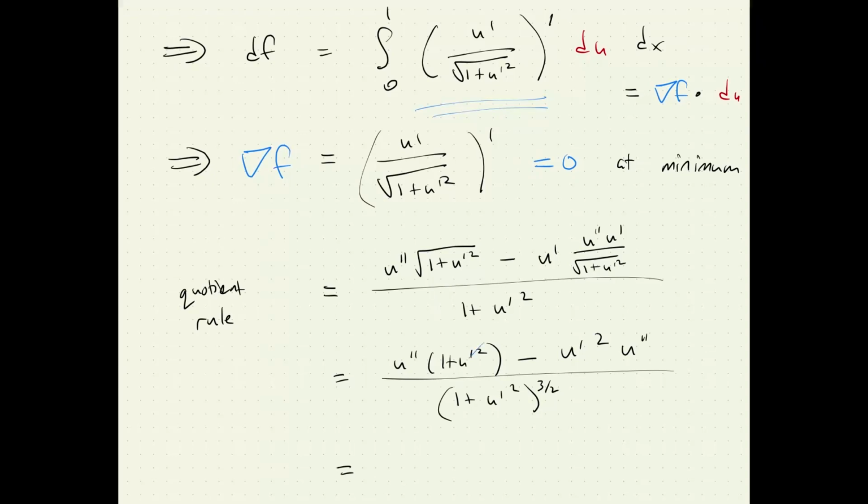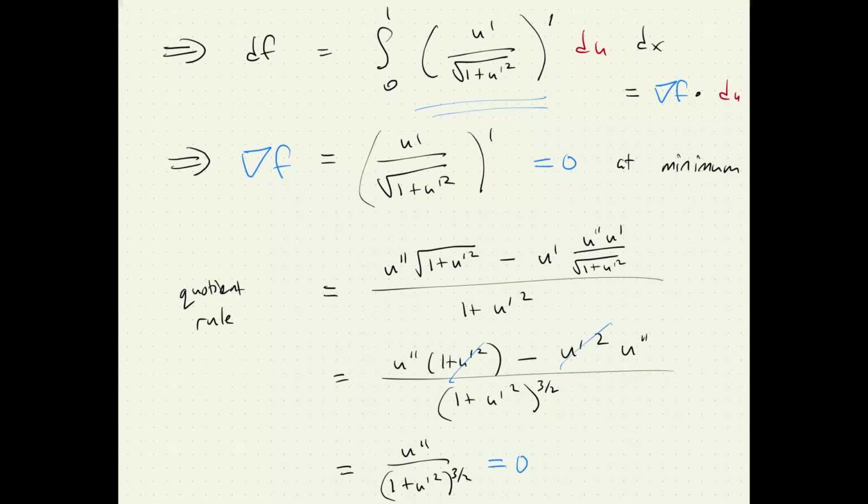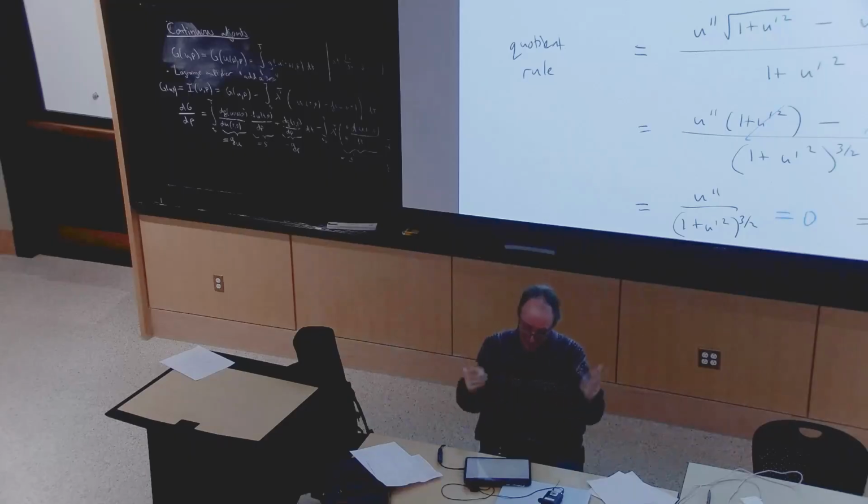So now this term cancels this term. And what you get is just u double primed over (1 plus u prime squared) to the 3/2. And this is supposed to equal 0, we said. So the only way you can get 0 is if u double primed equals 0. And that's a straight line. Right? So what we've just derived is that the shortest distance between 2 points is a straight line. Of course, you knew that. But let's do a generalization.